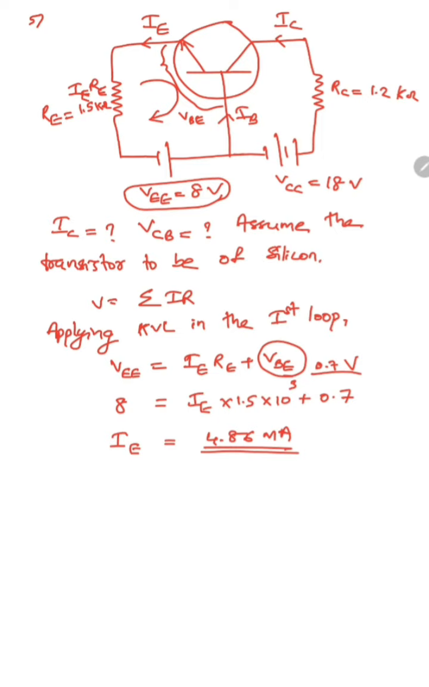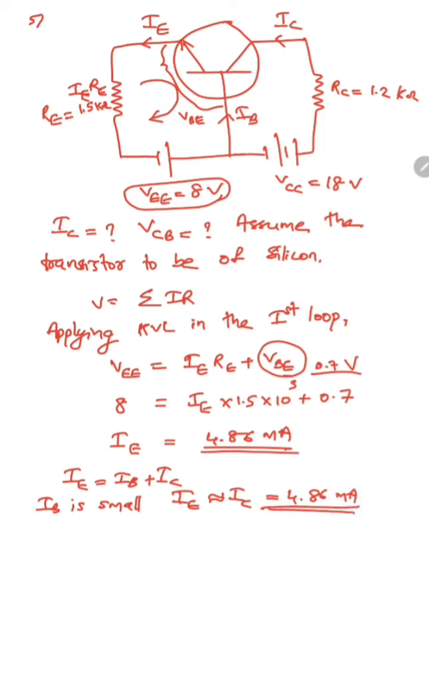Now here we are using another assumption. No value of IB is given. We can say that IE is equal to IB plus IC. Also IB is very small, so we can neglect the value of IB. So we can say that IE is approximately equal to IC, which is 4.86 milliampere. If IB is given, you have to add it and then find the value of IC. If IB is not given, you can use this assumption, IE is approximately equal to IC.